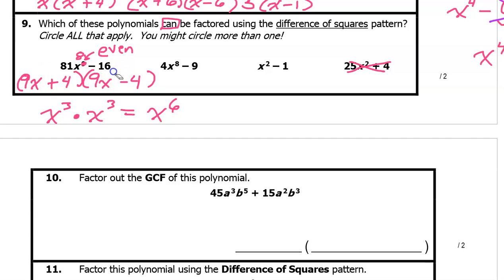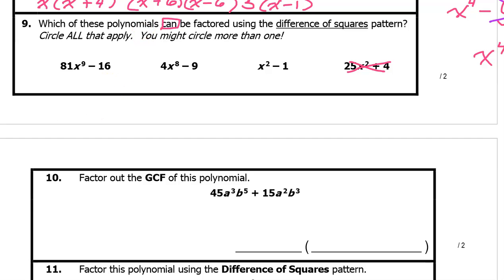because then I could factor this as 9x to the 4th power plus 4 and then 9x to the 4th power minus 4. All right, because x to the 4th power times x to the 4th power does give you x to the 8th power because you add the exponents. You don't multiply them. So any even power would have worked. But it wasn't an even power. It was an odd power. So this is a no, unfactorable. Okay, what about this one?